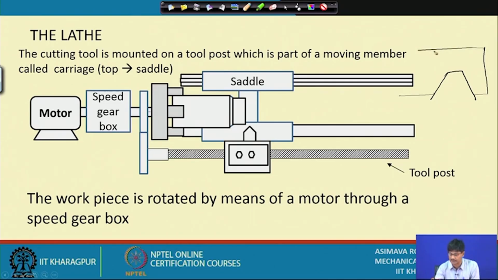If this is the carriage and if this is this particular track, it cannot move this way. It cannot move this way, but it has to be located along this direction. Okay. So, the saddle is able to move, and it takes the tool with it, and the tool can remove material this way. Okay. So, now let us move on to the next part of the discussion.